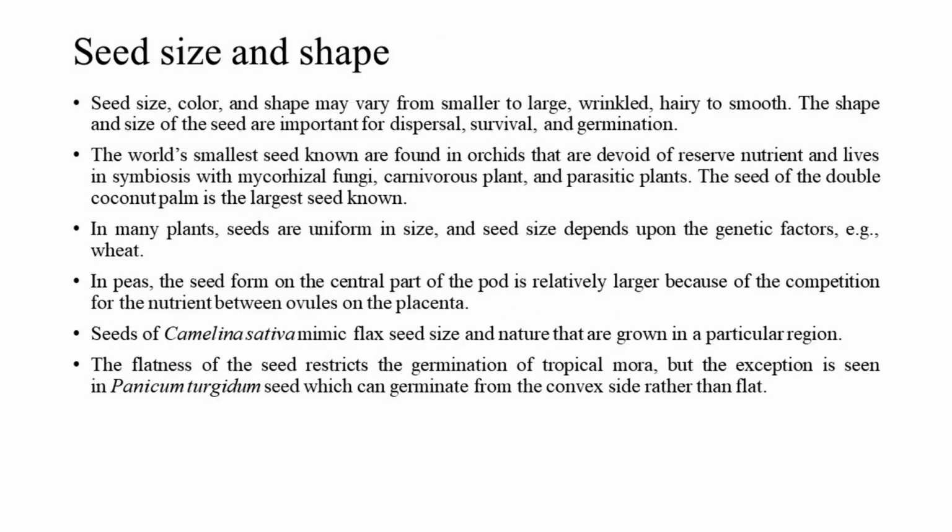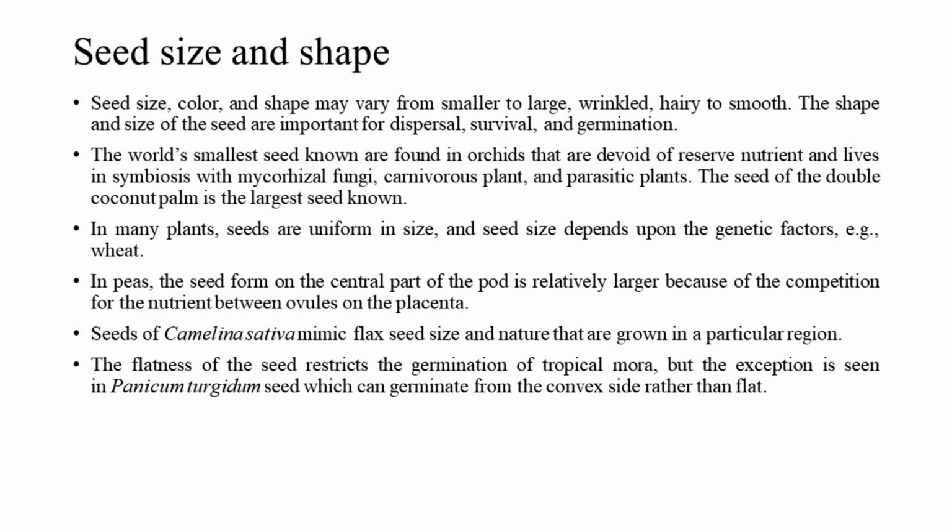Seed size and shape. Seed size, color, and shape may vary from small to large, wrinkled, hairy, to smooth. The shape and size of the seed are important for dispersal, survival, and germination. The world's smallest seeds are found in orchids, which are devoid of reserve nutrients and live in symbiosis with mycorrhizal fungi, carnivorous plants, and parasitic plants. The seed of the double coconut palm is the largest seed known.